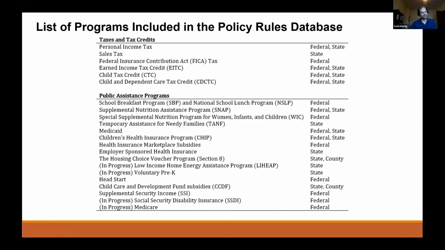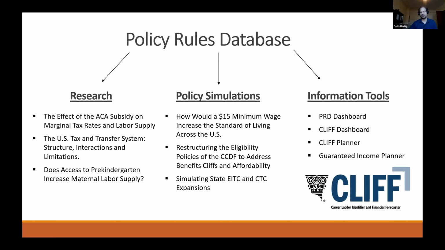Quickly, this is the list of programs and policies included in the Policy Rules Database and technical manual. As you can see, it includes taxes, the major tax credits like the CTC, EITC, and CDCTC, and child nutrition programs such as the School Breakfast Program, National School Lunch Program, SNAP, WIC, TANF, Medicaid, CHIP, the whole alphabet soup here, including pre-tax credits and health insurance, and Section 8. We're working on LIHEAP, but we've also recently expanded to include CCDF subsidies, Head Start, Pre-K, and SSI and SSDI. So it's a lot of stuff in there.